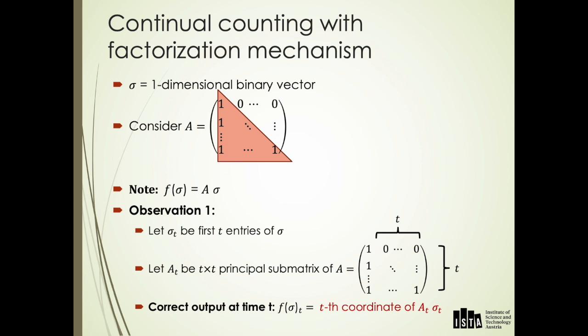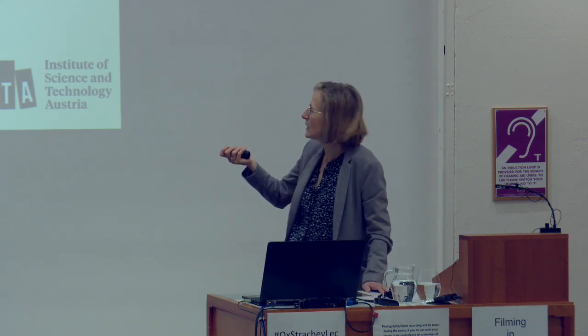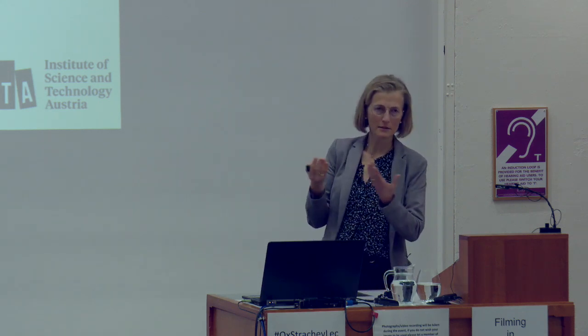And even better, this is the output for all time steps: if you do this product, you get all the answers for all time steps. If I'm at just some time step lower t, I can just take the t by t principal submatrix, the small version of A, A sub t, where I just take the first t rows and columns, take just the first t entries of my input, and do this product. And the t-th coordinate of this product is the answer I want. So this is the correct answer.